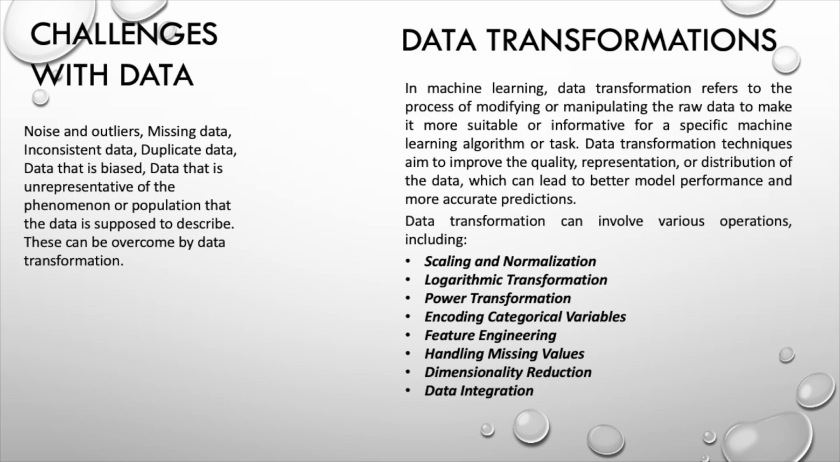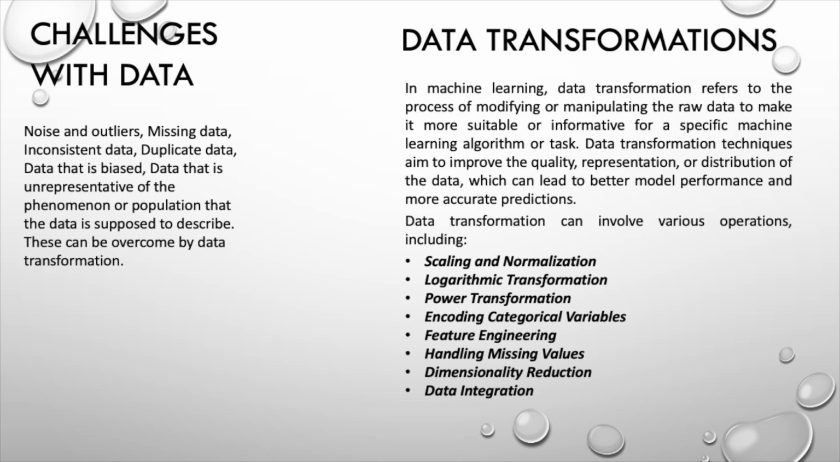Handling missing values. Data transformation techniques can be used to handle missing values and noise in the dataset. This can involve imputation methods such as mean, median, or mode imputation, or more advanced techniques like multiple imputation or regression imputation. Dimensionality reduction. Data reduction: reduce data size by, for instance, aggregating, eliminating redundant features, or clustering.